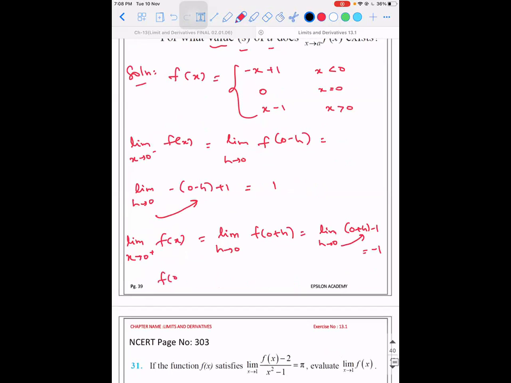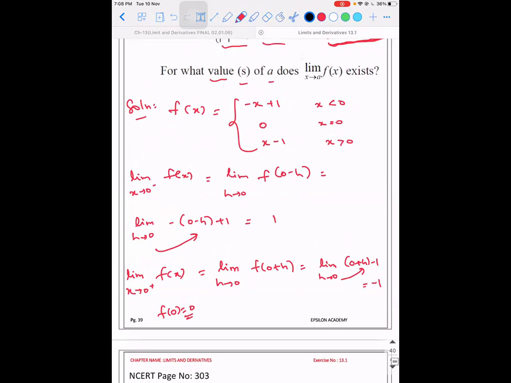So what is f of 0? 0. f of 0 is 0. So left limit is 1. Right limit is minus 1. Function value is 0. So limit does not exist at x is equal to 0.